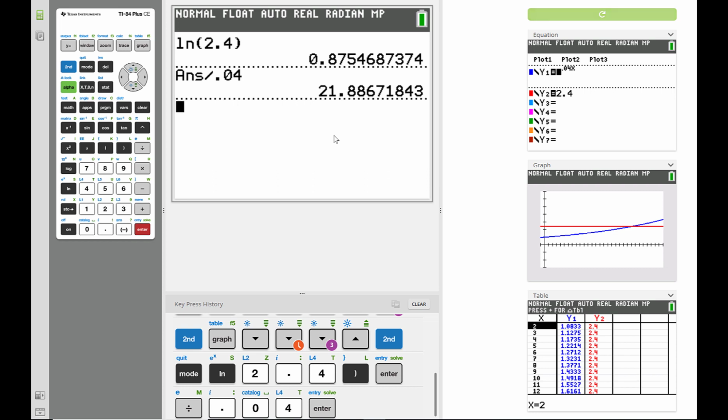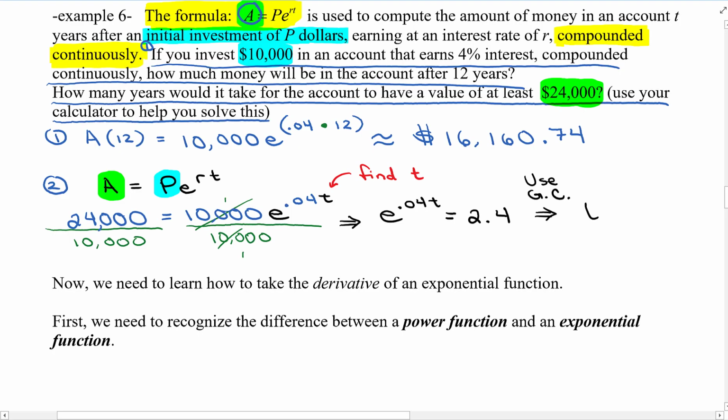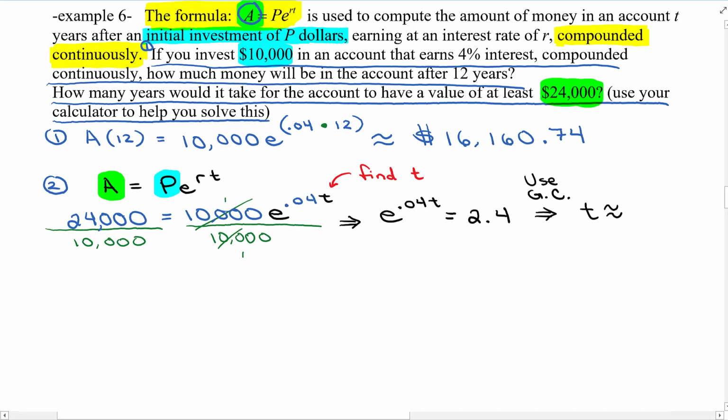So this is another option. We solve that equation that we had set up by using a natural logarithm, we can find it. So our answer here is going to be t is approximately equal to 21.886. Now, because it was talking about years, I'm going to round up to the next whole year, and I'm going to say this is about 22 years.